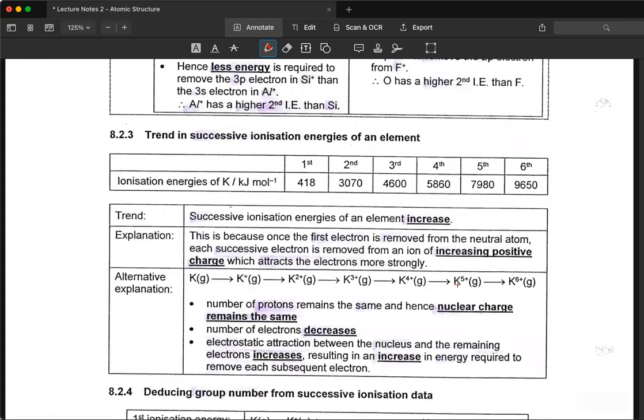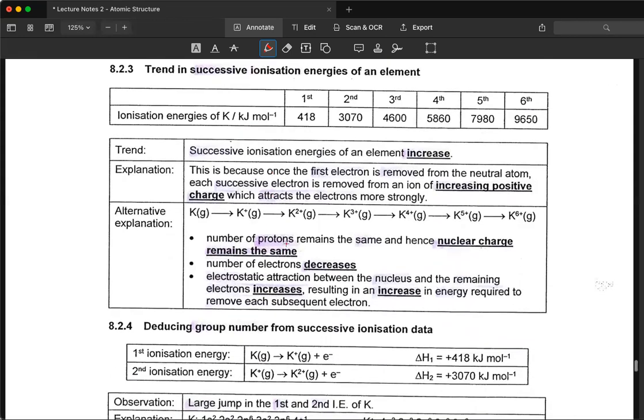Now, what is the trend in successive IE of elements? So we're talking about the same element having successive IE. How do you explain the trend? The trend is, of course, that it increases, because once the first electron is removed from the neutral atom, each successive electron is removed from an ion of increasing positive charge. So the remaining electrons are attracted more and more strongly as you remove electrons from the species.